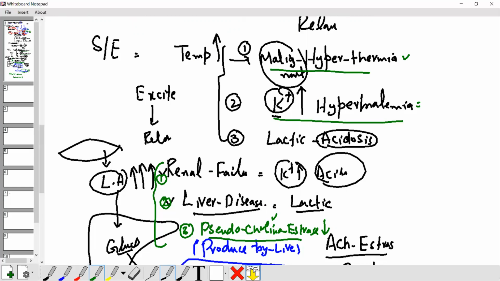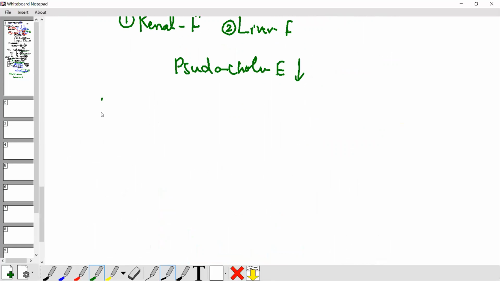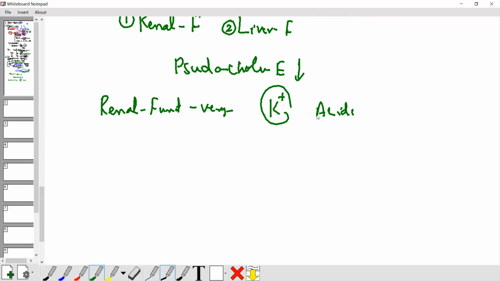Take another patient, another person, and look at the renal function. If the person's renal function is very good, the kidney is performing its duty very well. So the kidney can eliminate extra potassium and extra acid. So there is no problem with the patient, because the kidney functions very well.